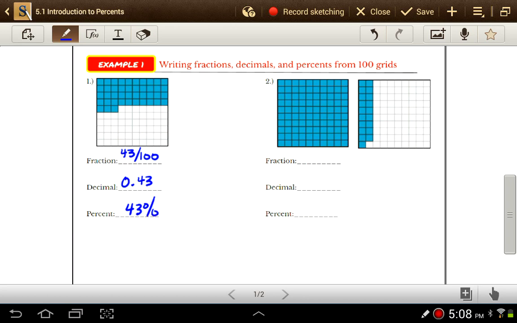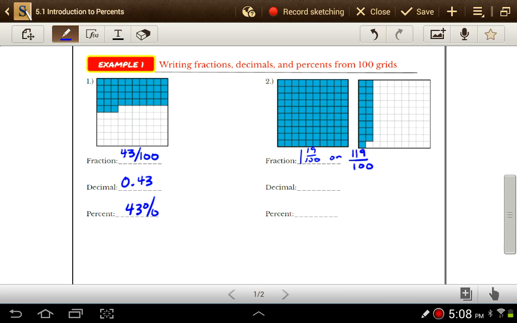In number 2, we have 2 grids. That means we have one full grid and then a partial of another grid. When we write that, we can write one full grid, and then 19 out of the other 100 are filled in. So I write that as a whole number: I have one full grid done. Or if I were to write that as an improper fraction, that would be 100 filled in for the first plus the 19, which would be 119 out of 100.